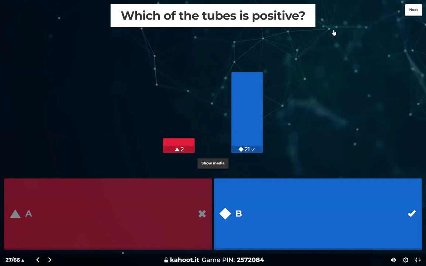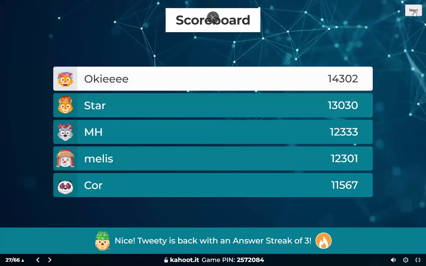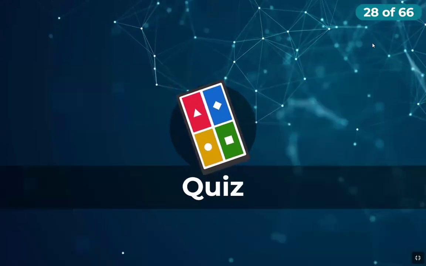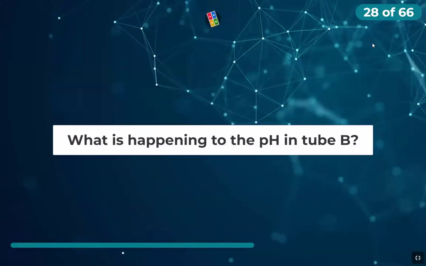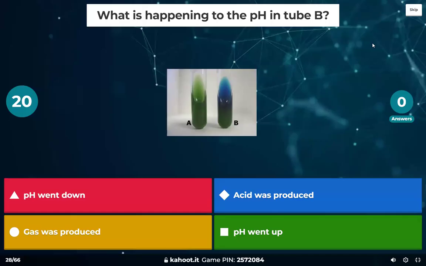Think blue for base. Base is alkaline. And if it's turning it alkaline, it did something. That means it's positive. If it didn't, then it's not. It usually won't grow if it's negative. What is happening to the pH in tube B? Come full circle, y'all. What did I tell you about pH in chapter 2? We're going to come back to it.